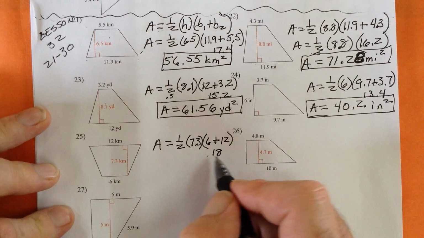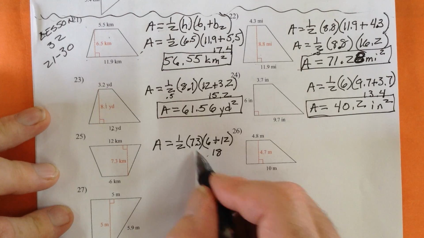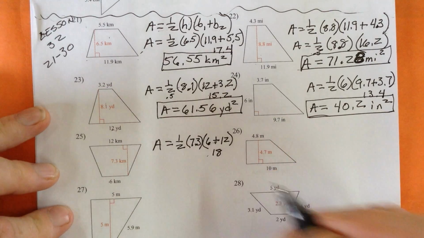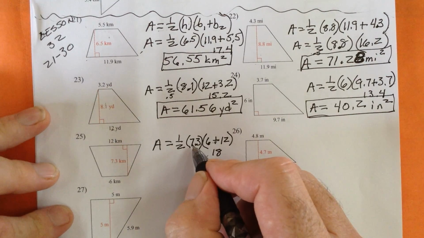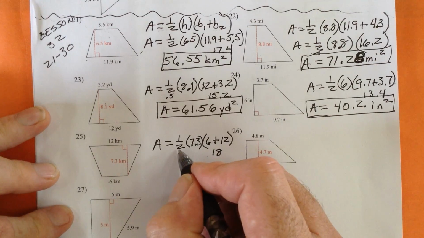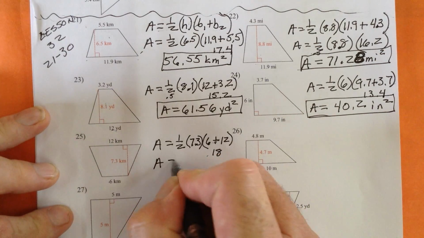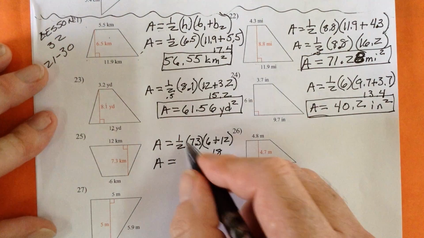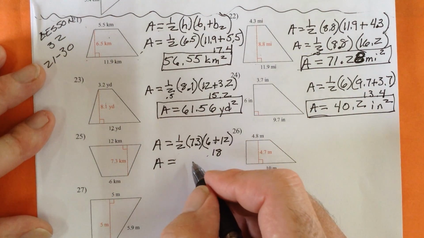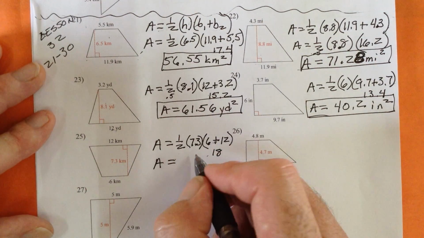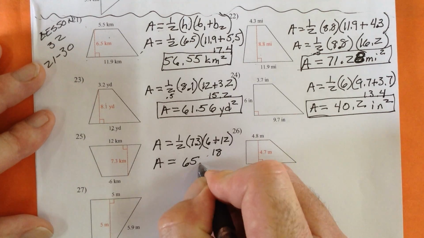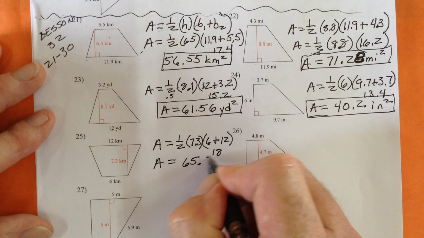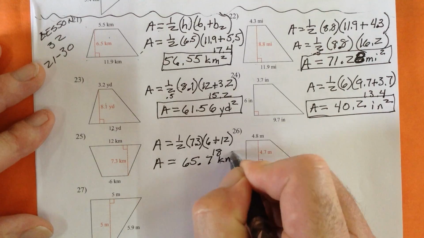And then I do the multiplying, 0.5 times 7.3 times 18, or 18 times 7.3 divided by 2, because it's only half of this. But I ended up with 65.7 kilometers squared.